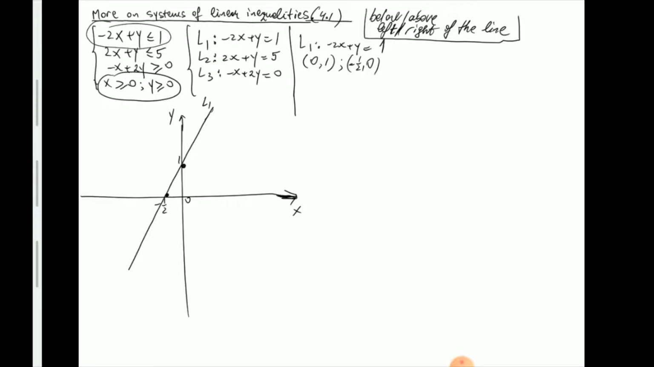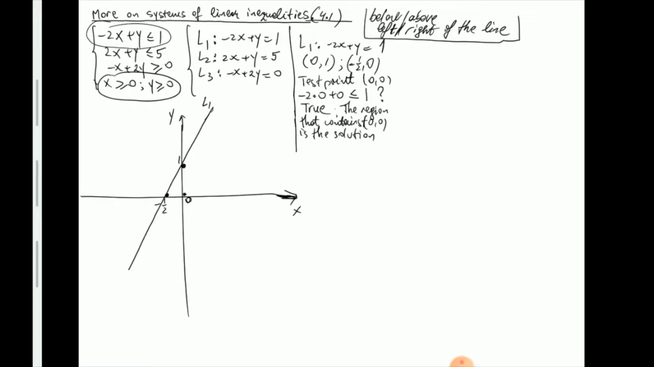Whenever the origin, 0, 0, belongs to one of these sides of the line, that's the easiest test point to pick for the inequality, because it's easy to compute. So I'm going to plug in 0, 0 into the inequality, and ask myself, does it satisfy the inequality or not? Is minus 2 times 0 plus 0 less than 1? Yes, it satisfies the inequality. So therefore, the region that contains the test point, in this case 0, 0, is the solution of that inequality.